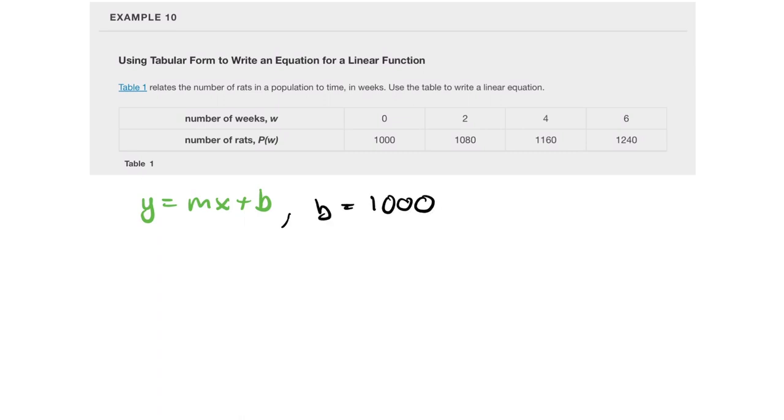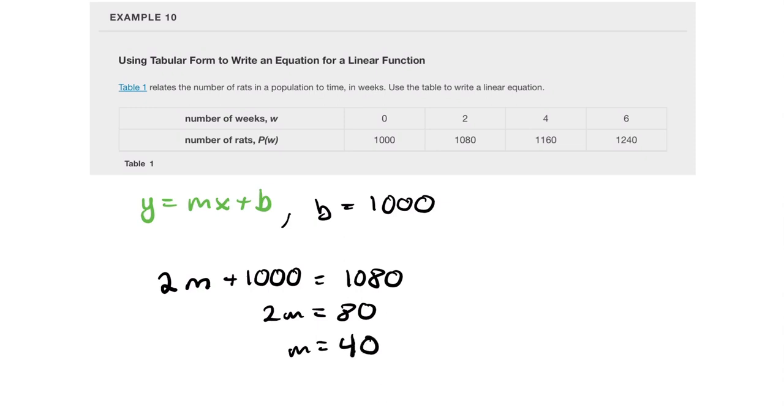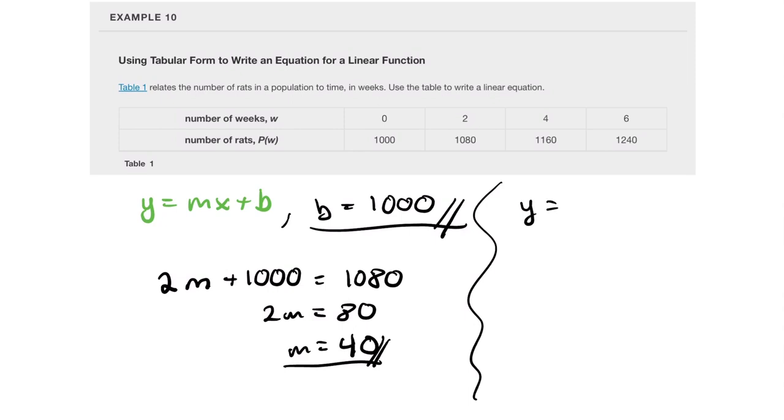Then we're going to use a second point to solve for the slope. So when x is 2, we don't know the slope. The y-intercept is 1,000, and the corresponding y is 1080. So if we solve for m, it looks like m is 40. So we got our b, we got our slope. Then I'll work over here. We can write this as y equals 40x plus 1,000.